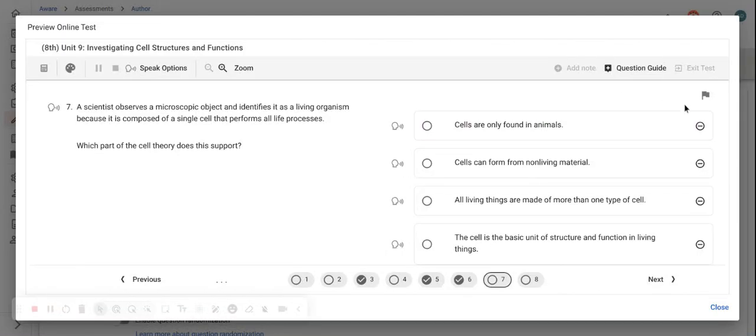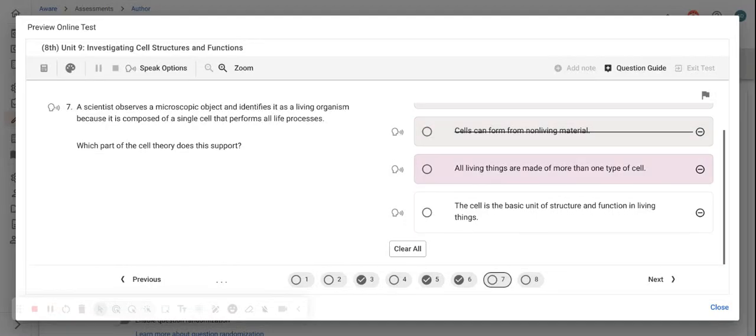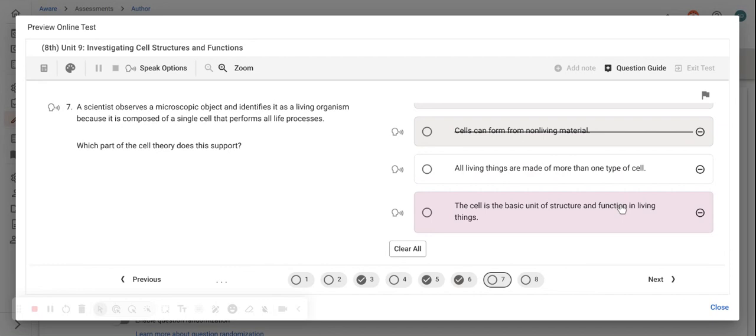So, cells aren't only found in animals, because we know that they're also found in plants. If it's living things, then it's not non-living material. And so now we're down to 2. All living things are made up of more than one type of cell. And then cells are the basic unit of structure and function. Well, we know that it's not just one, because we know we have unicellular and multicellular. So our best answer choice is this last one.